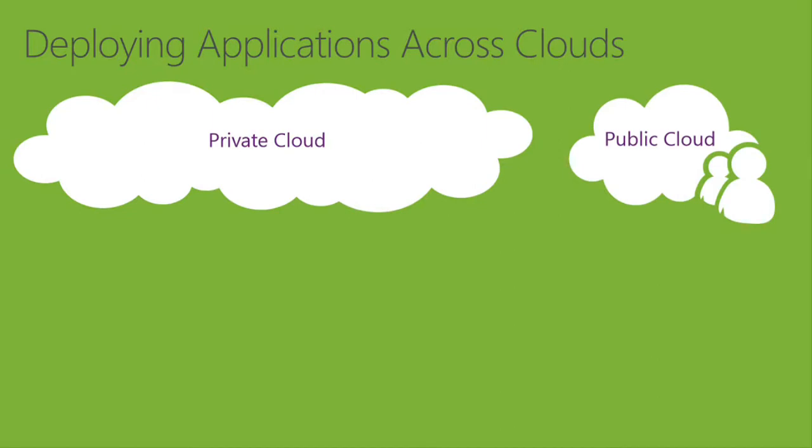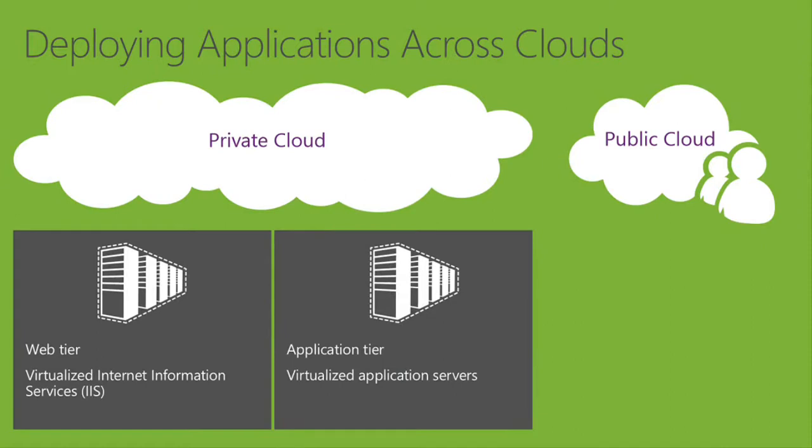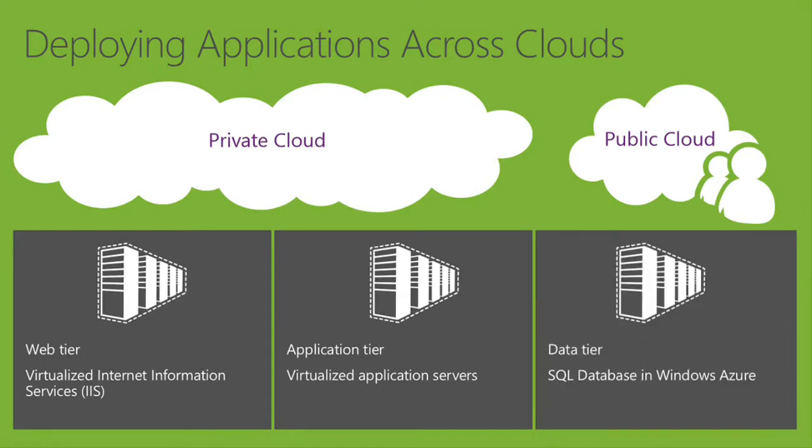And then I have a public cloud infrastructure. This may be Azure or a service provider providing a public cloud type service. Maybe it's database as a service or websites as a service associated with that. In this case, I could actually run my web tier and my application tier on-premise. They could be running in my private cloud, and I could run my data tier, my SQL database, in Azure. So I could actually run my database as a service in Azure serving these environments.